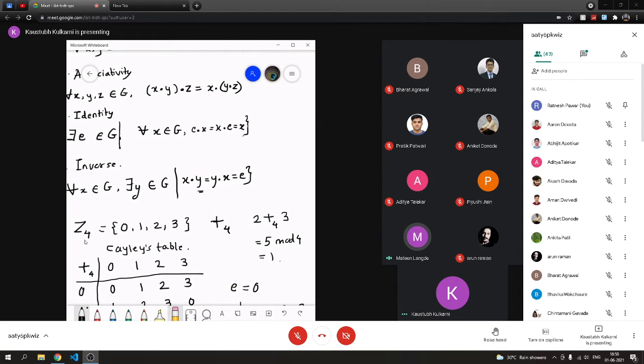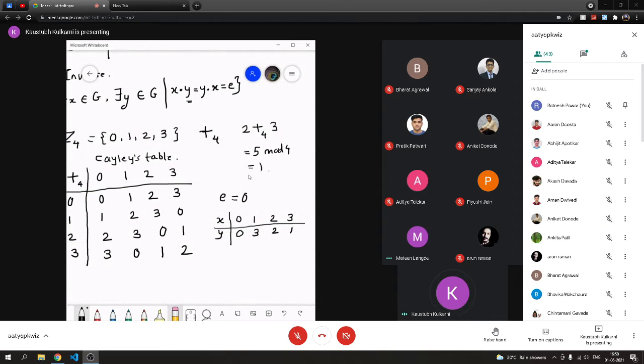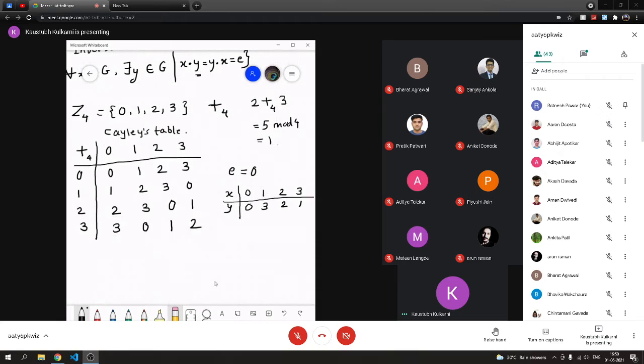Sir, repeat this E part. E is the identity element. So this element should be such that, why is E 0? Because if you see the row of 0, anything which is operated with the identity remains the same. So 0 operated with 0 remains same, 1 operated with 0 remains same, 2 operated with 0 remains the same, and 3 operated with 0 remains the same. So you can check either the row or the column.